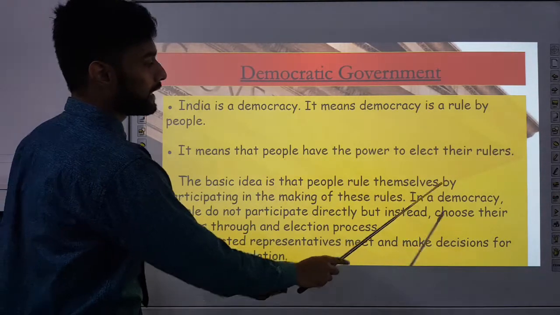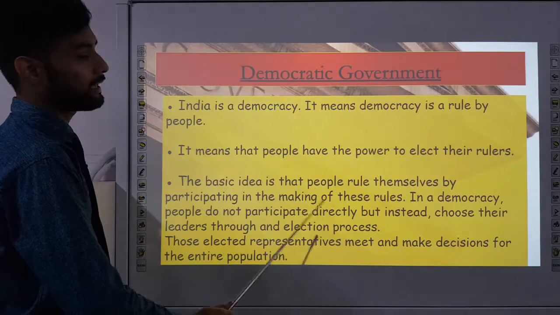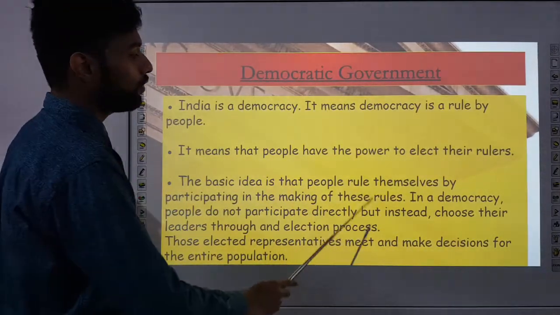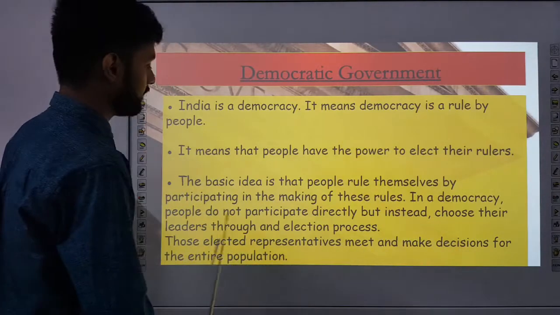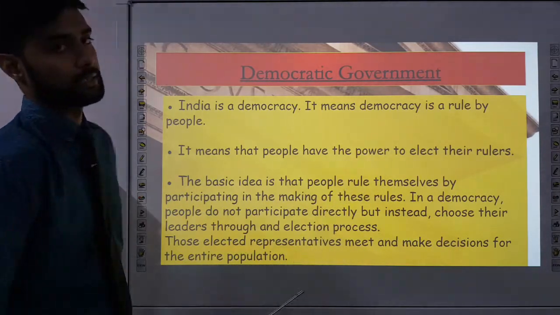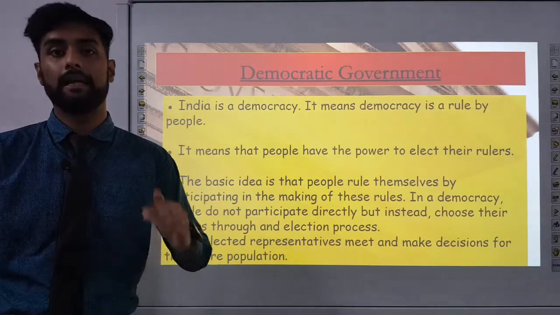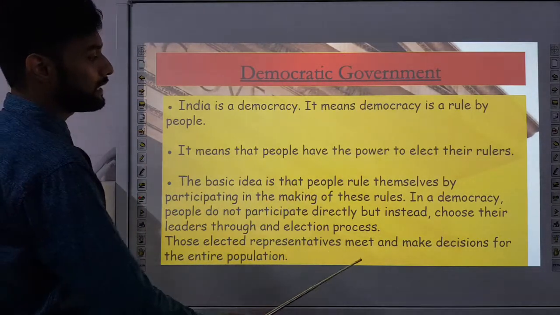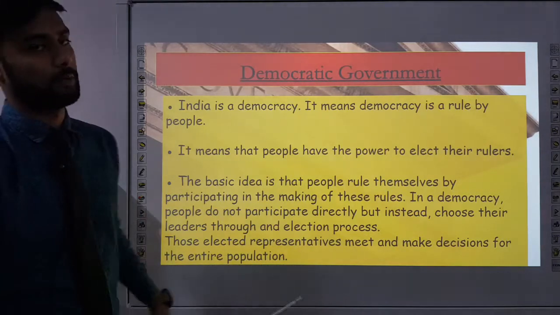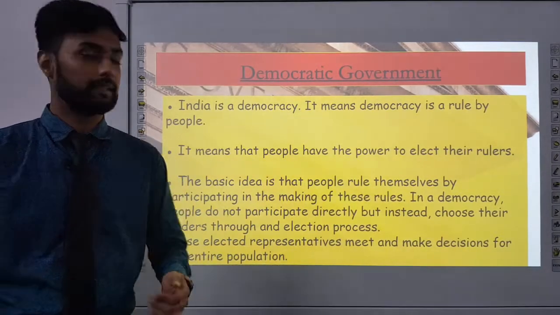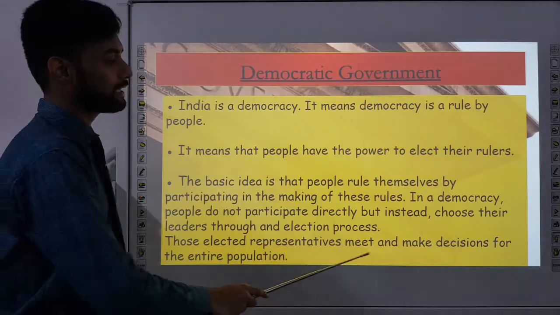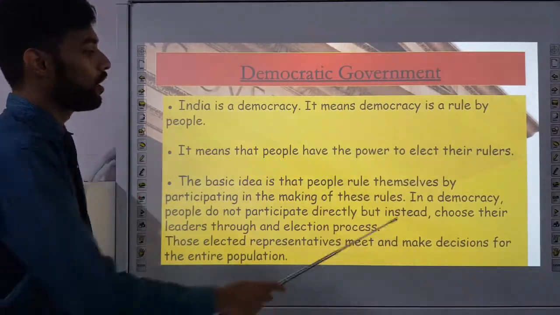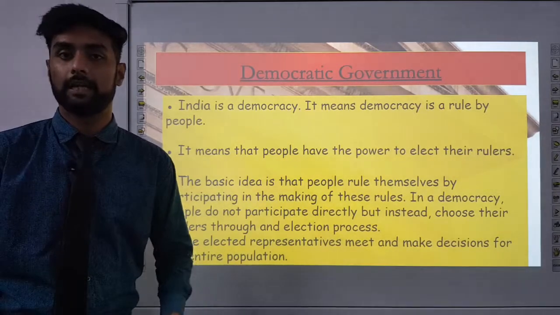How so? In a democracy, people do not participate directly. Means the entire population does not participate. But what they do? Instead they choose their leaders through an election process. Means an election process happens and then they choose their leaders. Those elected representatives meet and make decisions for the entire population. और जो लोग election में जीतते हैं, the elected representatives, they meet and make decisions for the entire population. They form the government, वो government form करते हैं और पूरे देश भर के लिए decisions लेते हैं, laws बनाते हैं.